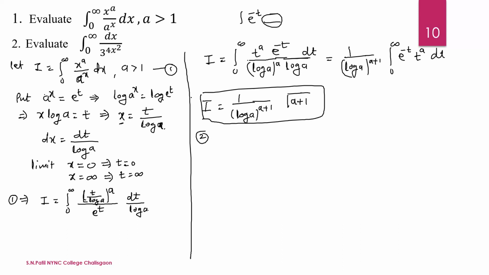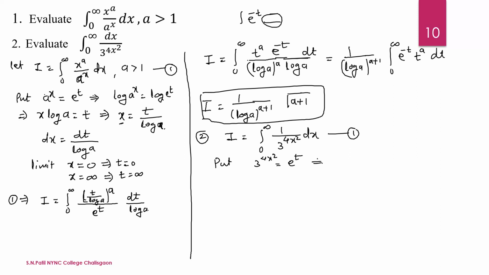The second problem is of the same category. I is equal to the integral from 0 to infinity of 1 upon 3 raised to 4x square, with respect to x. Okay, now use the same kind of substitution. Put the denominator, see, this is like a to the power x. Now put the substitution for the denominator: 3 raised to 4x square is equal to e to the power t.